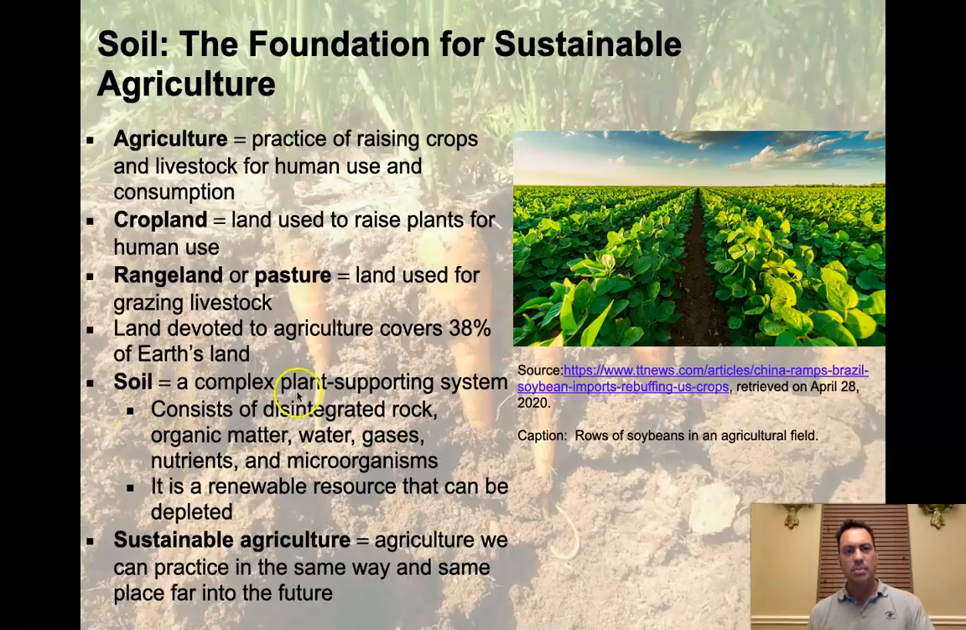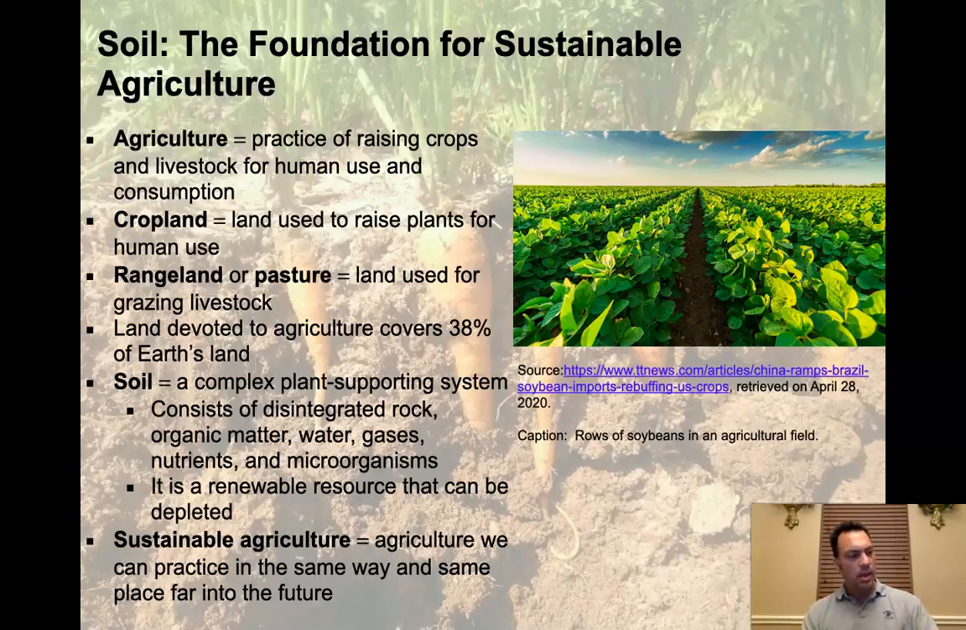So soil is a complex plant supporting system. It consists of disintegrated rock, organic matter, water, gases, nutrients, and microorganisms. And it's a renewable resource that can be depleted if it's abused. So when you think of soil and you think of what's beneath your feet, sometimes we just kind of fall into the fallacy of thinking it's just rock or dirt or there's really nothing exciting down there. It turns out there's a lot going on beneath your feet, and we're going to spend some time digging through that.